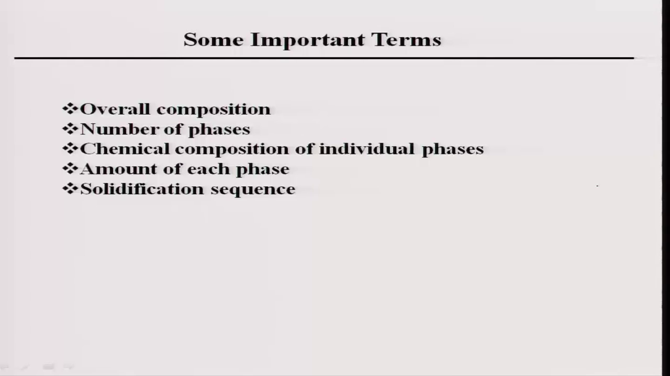First one is overall composition, number of phases, chemical composition of individual phases, amount of each phase, and solidification process. So, these are things we like to know from the phase diagram, or like to read out of the phase diagrams. Obviously, solidification sequence is very important, that is what we have been doing for all the phase diagrams.